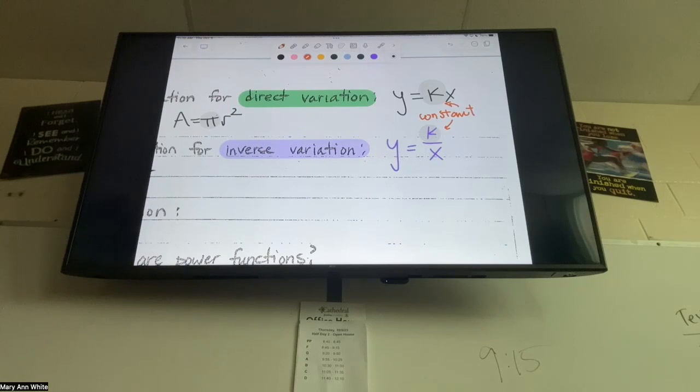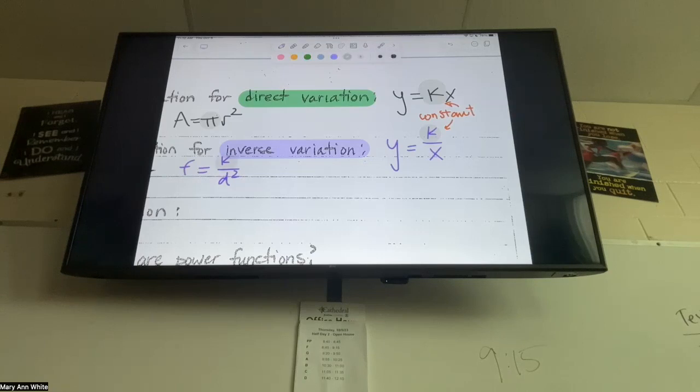Constant. My inverse variation, I believe this is a physics formula, but truthfully, I've never taken physics. F equals k over d squared. See how we have a division mark? That's the biggest thing. Inverse means that we've got dividing, the constant is on top, the variable is on bottom. Direct variation, the constant is being multiplied by your variable. Okay, so we're just kind of working with that today.